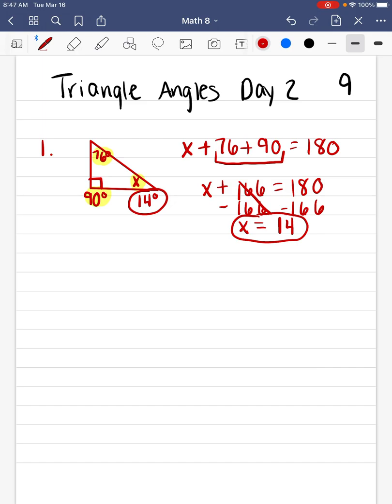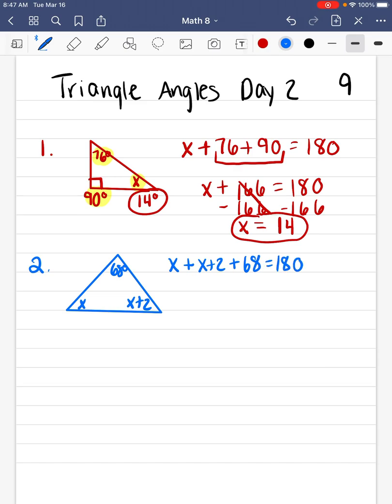Now today we're going to do some more complicated examples. So to show you an example, I'm going to draw our triangle here. And our missing angles are going to be x and x plus 2. So we're missing 2 angles, and we're given that this angle is 68 degrees. We're going to approach this problem the same way that we did on our last easy one. So we're going to add our 3 angles together, x plus x plus 2 plus 68 equals 180.